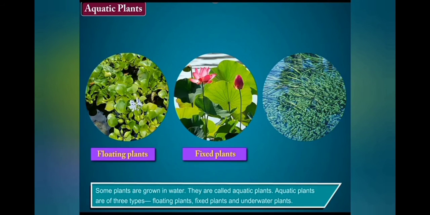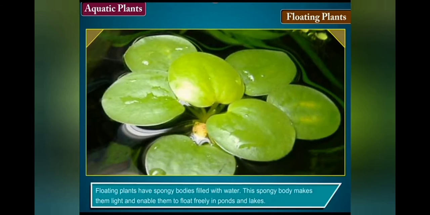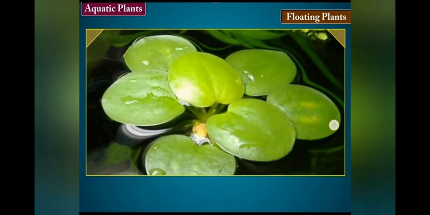Some plants grow in water. They are called aquatic plants. So here you can see the examples of the plants. Floating plants have spongy bodies filled with water. These spongy bodies make them light and enable them to float freely in ponds and lakes. So these floating plants can be found in ponds and lakes.